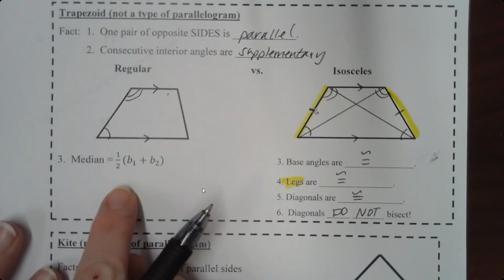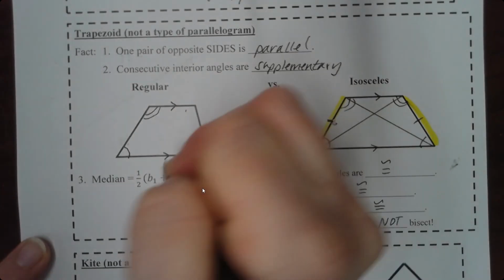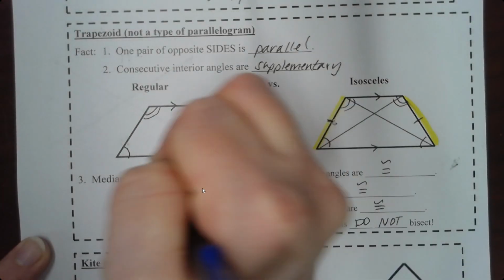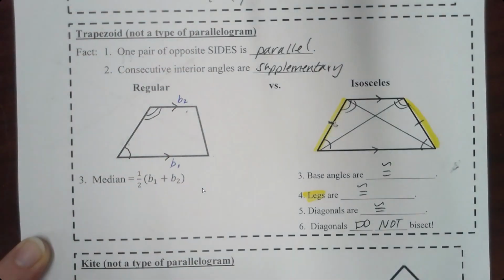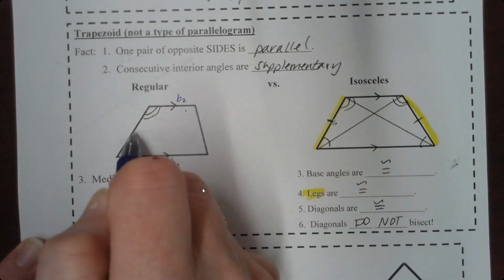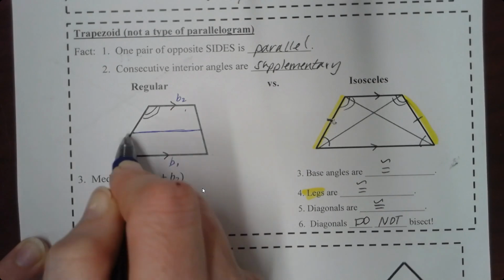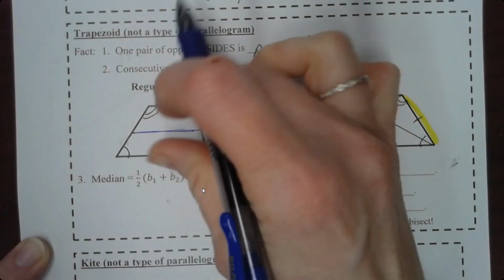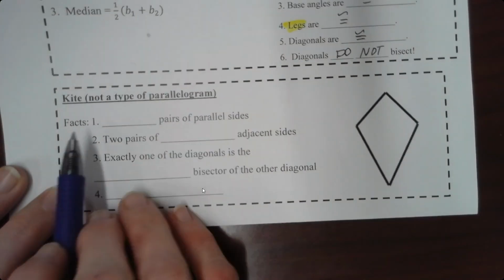We'll talk more about this later, but one thing that you can definitely see is that the bases are considered the parallel sides. So this is base 1, base 2, or vice versa. It doesn't really matter which one is which. So the median is going to be this one that's halfway in between, and we'll talk about that later, but it just means that it's half of these two added together. Okay, and we'll talk more about that later. Okay, last one is a kite.